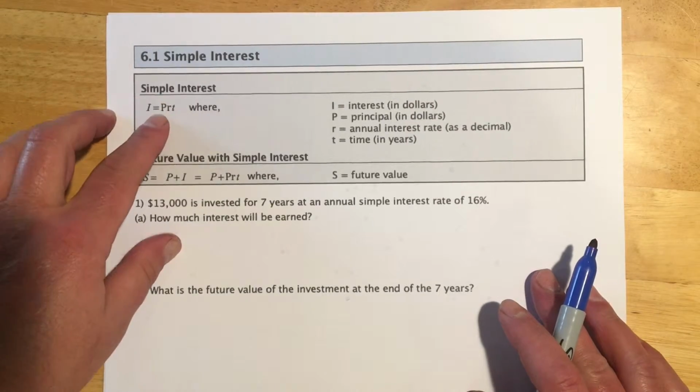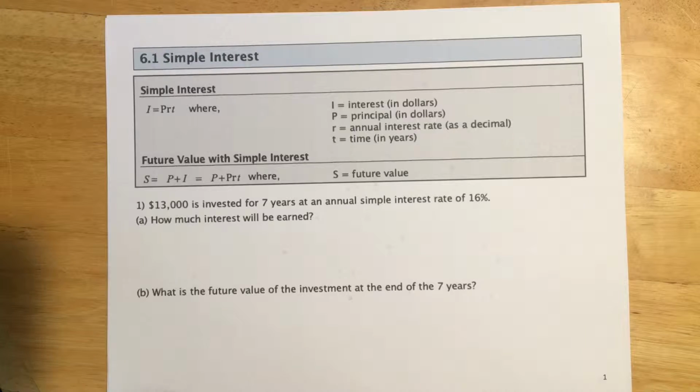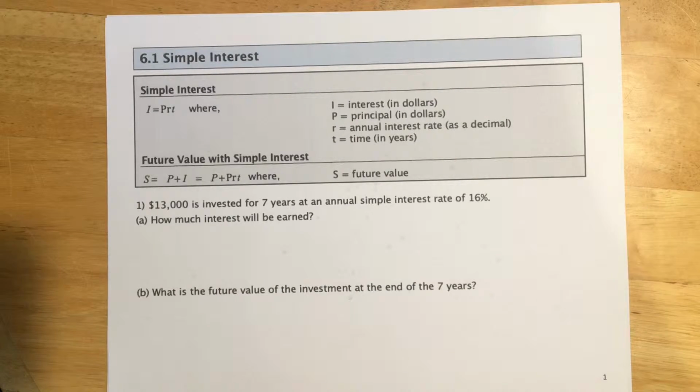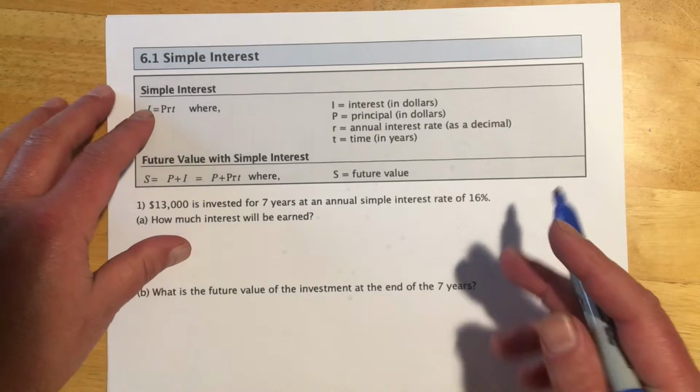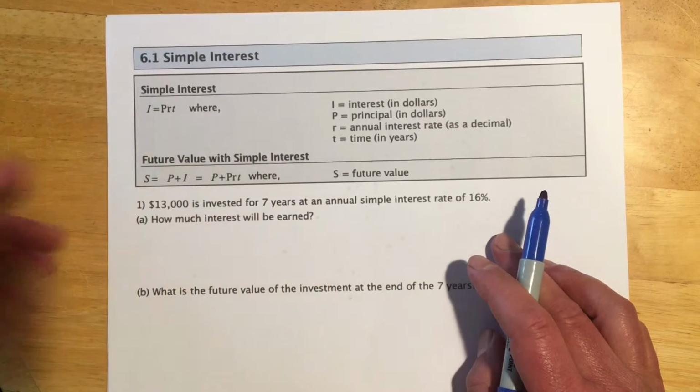So for simple interest, all it is, you're going to borrow some money, and then each year you're going to pay back a percentage of that money. There's no compounding. There's no interest on the interest. It's just a percent of the original sum. So in that case, interest is the principal times the rate times the time.